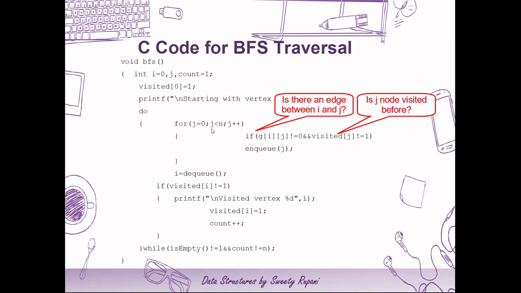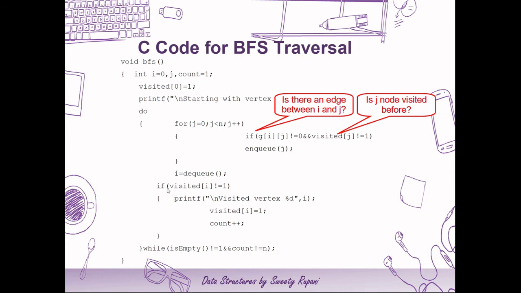This loop iterates for n number of times for all the columns, checking the connections and checking for a visited node. Now once this is done, the next step would be to dequeue the first element in the queue. So that's what we are doing. That would be my next I.